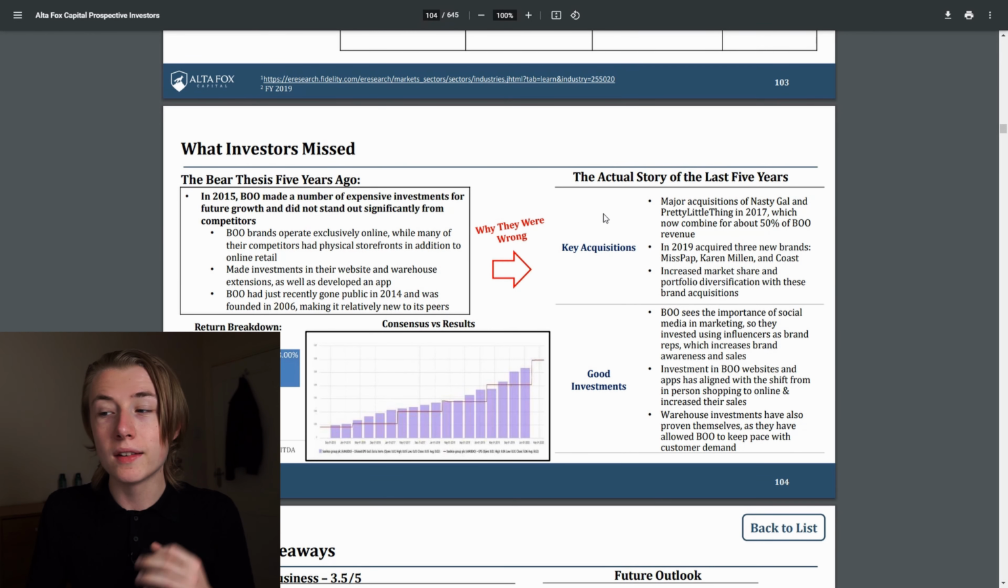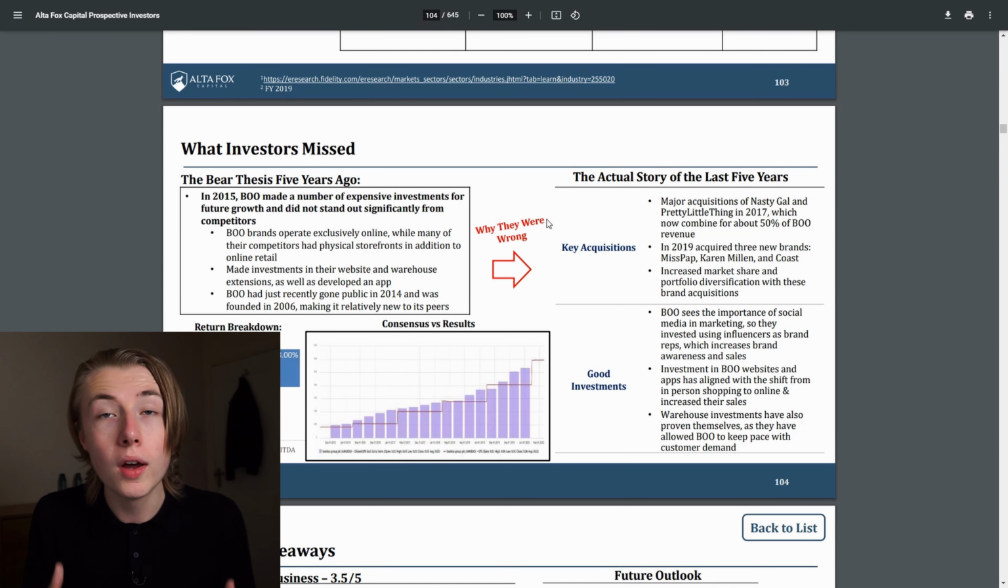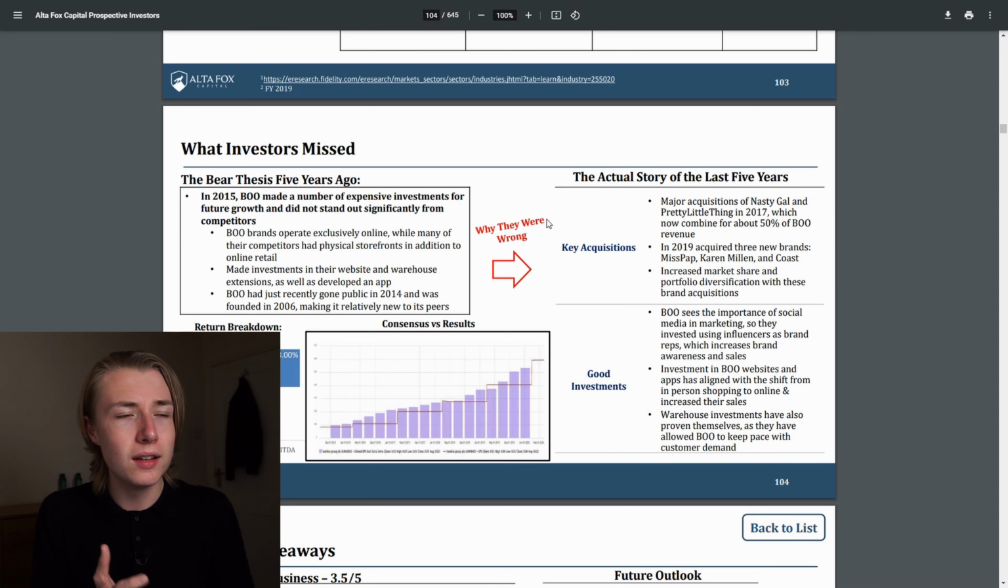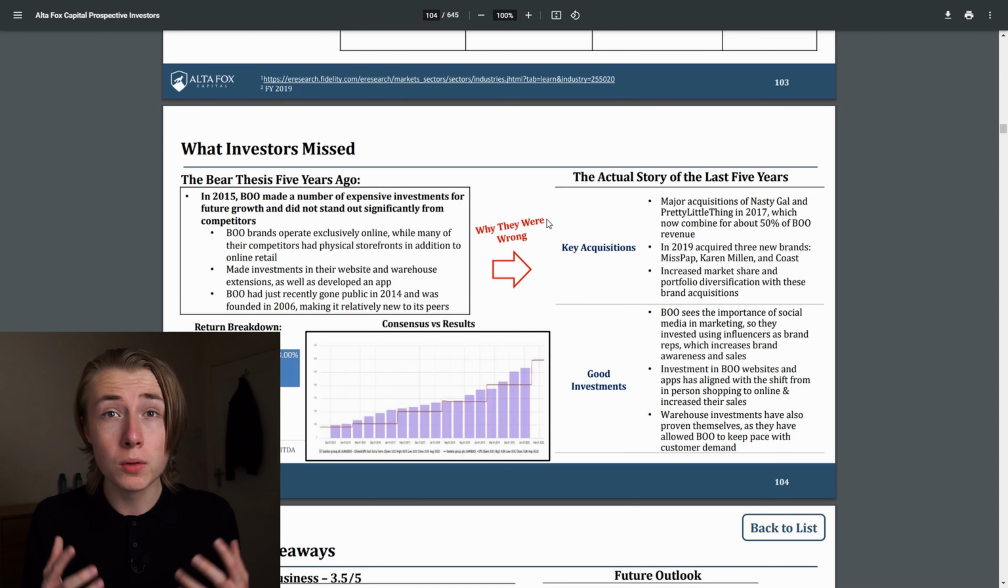What is interesting is that they have made some key acquisitions. The bear thesis in 2015 is that they were only exclusive online. They were only operating online. Now I would see that as an advantage, although I have seen some stores on the high street do very well. Uniqlo makes a very good balance between this.